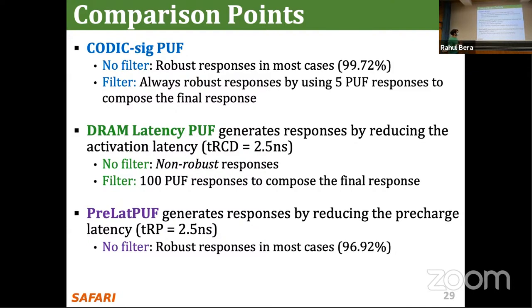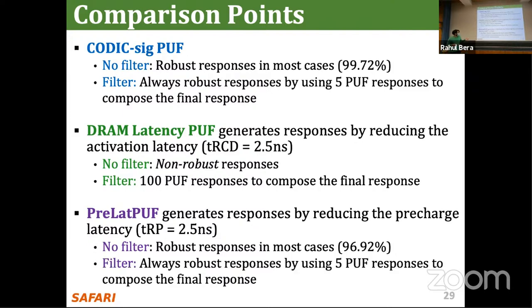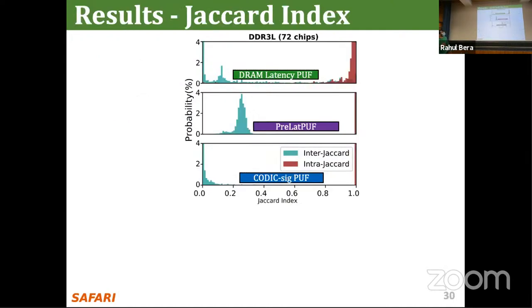Also this shows pretty robust responses in most cases, more than 96%. But we also have a version with a filter, also using five path responses to compose the final response. And these are some results, right? We have the three different paths here.